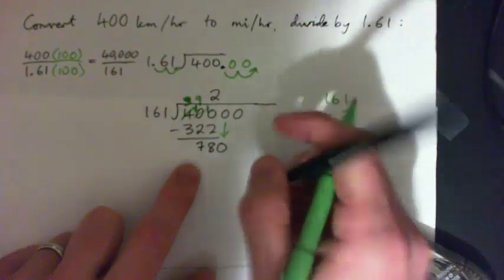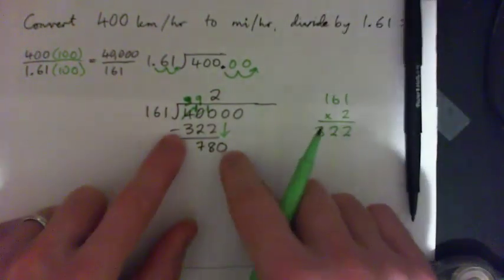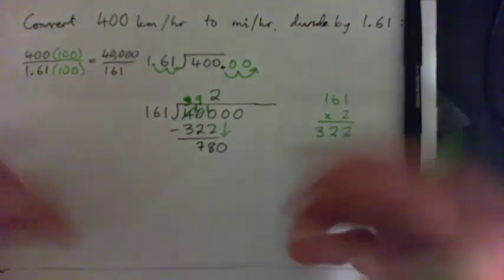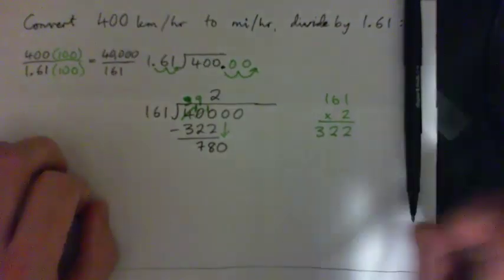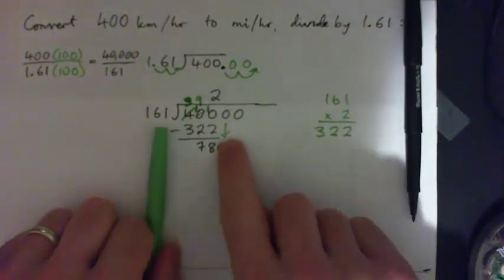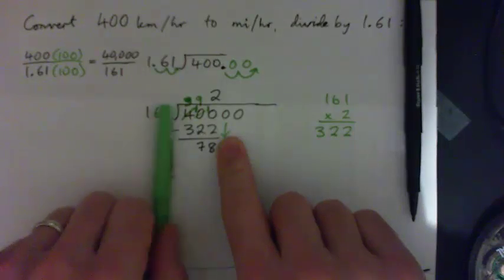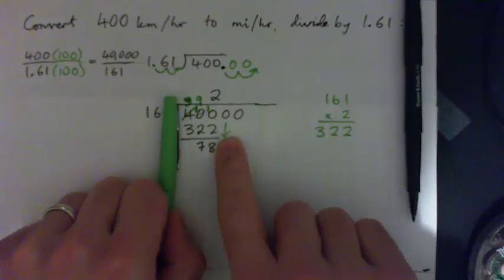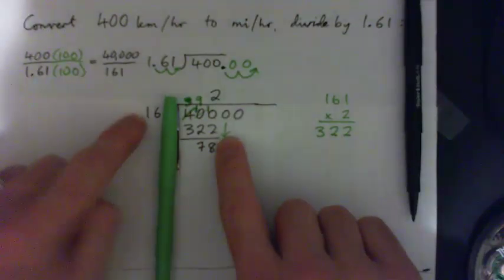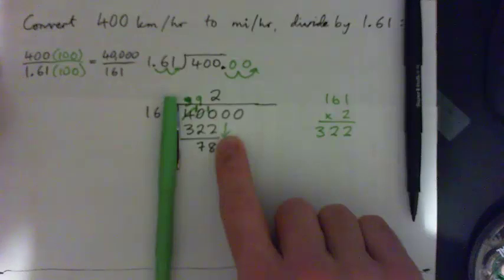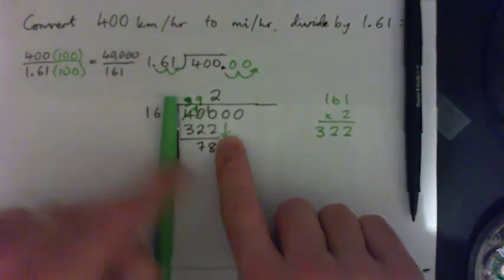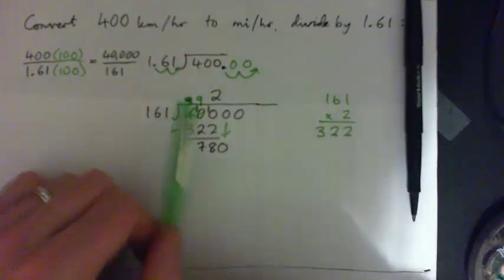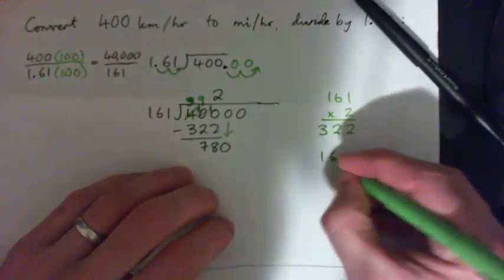So bring this 0 down, and now we have 161 into 780, right? So how many times does that go? And again, just make a guess and multiply it and check it. I'm going to help myself here. I'm going to block this 0 off and block this 1 off, and I've got 16 into 78. I know 5 16s is 80. Why? Because 10 16s is 160, and half of that is 80, right? So it's about 5 times, but 780 is a little bit less. I'm actually going to guess 4 times. 5 is also a good guess, but I'm going to guess 4.